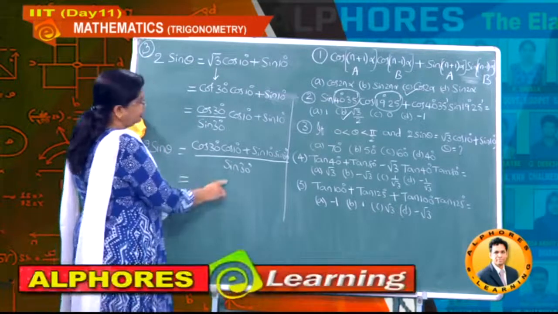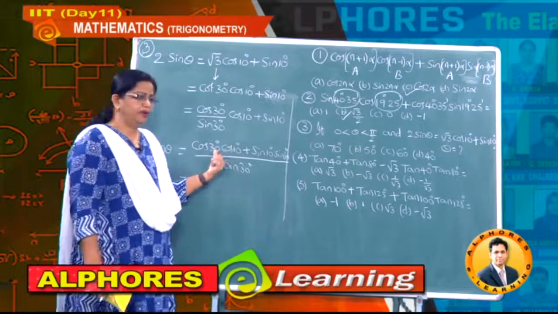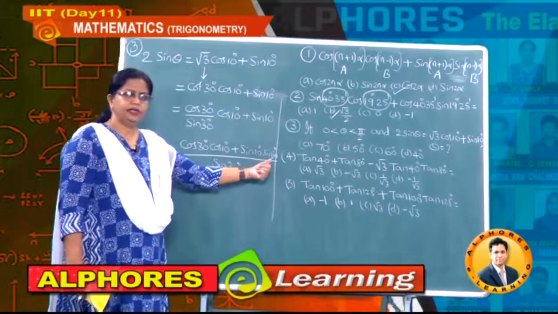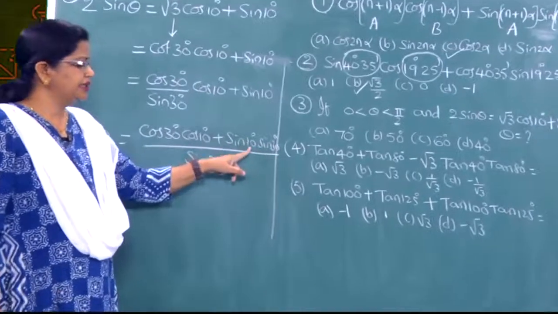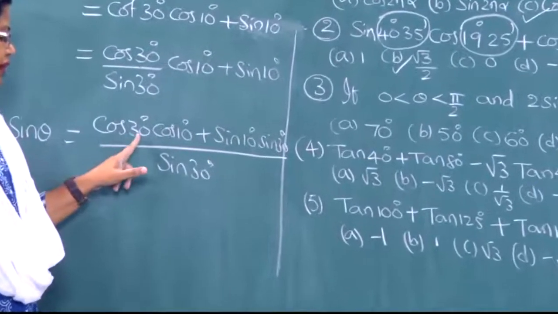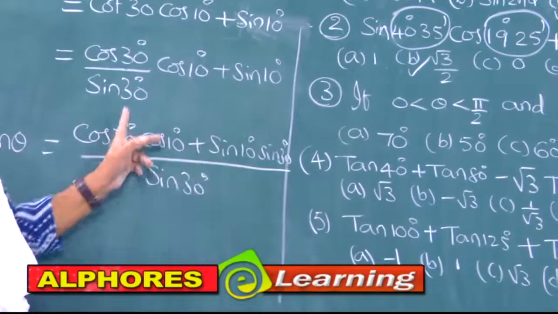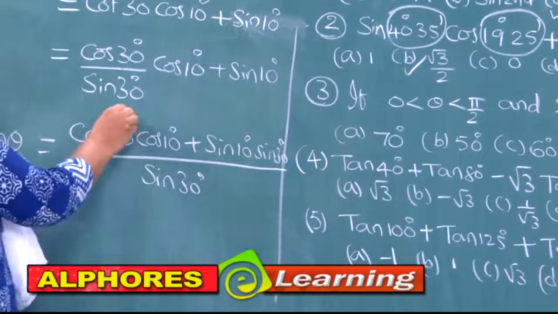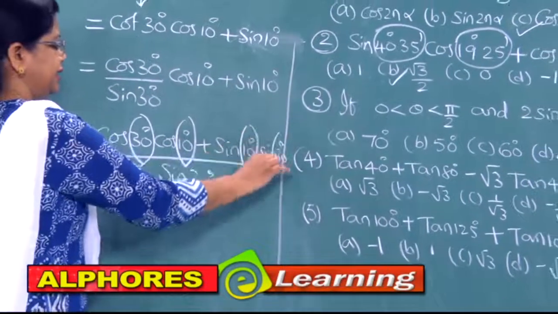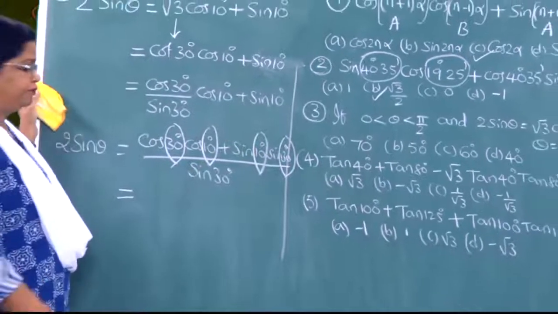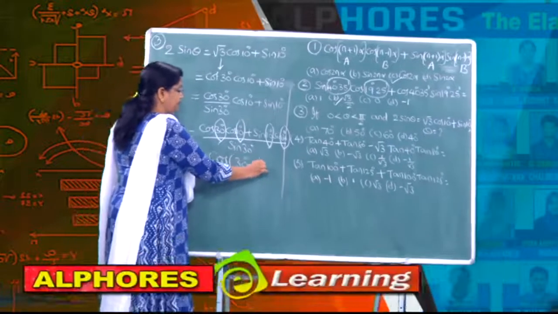Now this is equal to the numerator. Observe clearly, it is of what form? Cos A cos B plus sin A sin B, with 30 degrees, 10 degrees, again 30 degrees, 10 degrees. Therefore it is of the form cos A cos B plus sin A sin B, hence cos of A minus B. So the numerator is cos of A minus B, 30 minus 10.